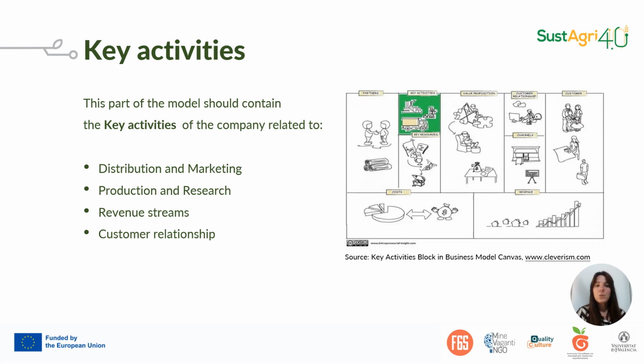Also, by doing that, you can talk about production and research. So which kind of research are you doing? For example, are you going to have primary research, looking for detailed information about your customer, or just secondary research, looking for existing information already present in the market? Also take care about the revenue streams and your customer relationship, because they also need to trust you.